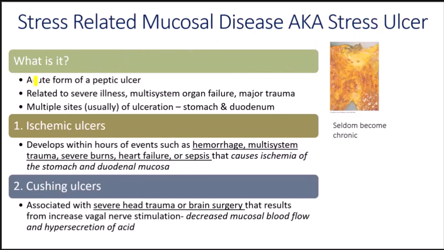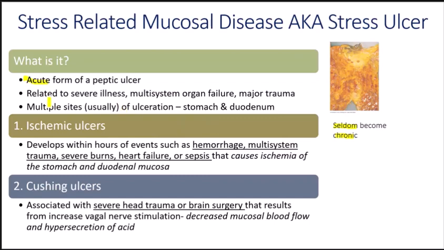I'm going to now speak about stress ulcers, also known as stress-related mucosal disease. A stress ulcer is an acute form of a peptic ulcer, so very seldomly do they become chronic. And these ulcers tend to accompany the physiologic stress of severe illness or multi-system organ failure or some sort of major traumatic event. It could be that somebody had a severe burn or a head injury, for example. And usually what we see is multiple ulcers rather than just one. And they can affect the stomach as well as the duodenum.